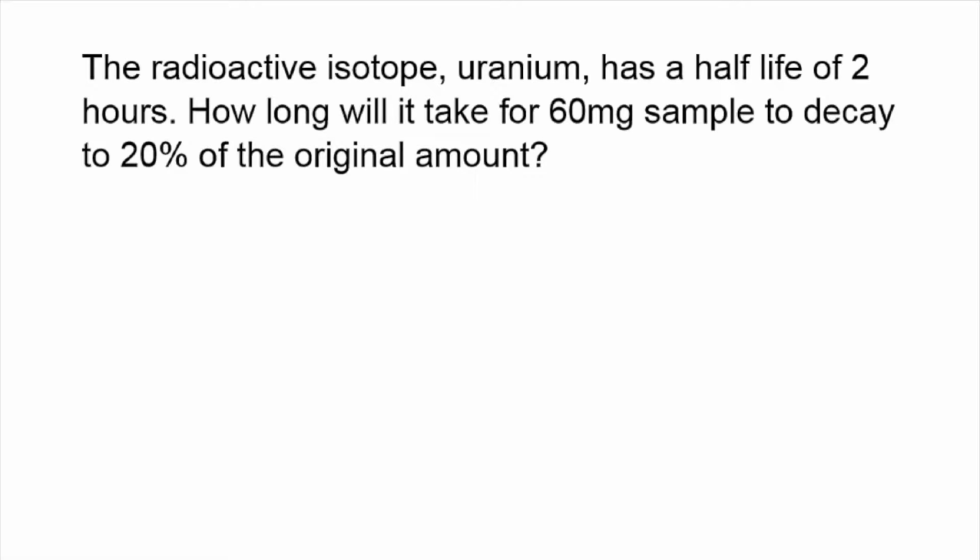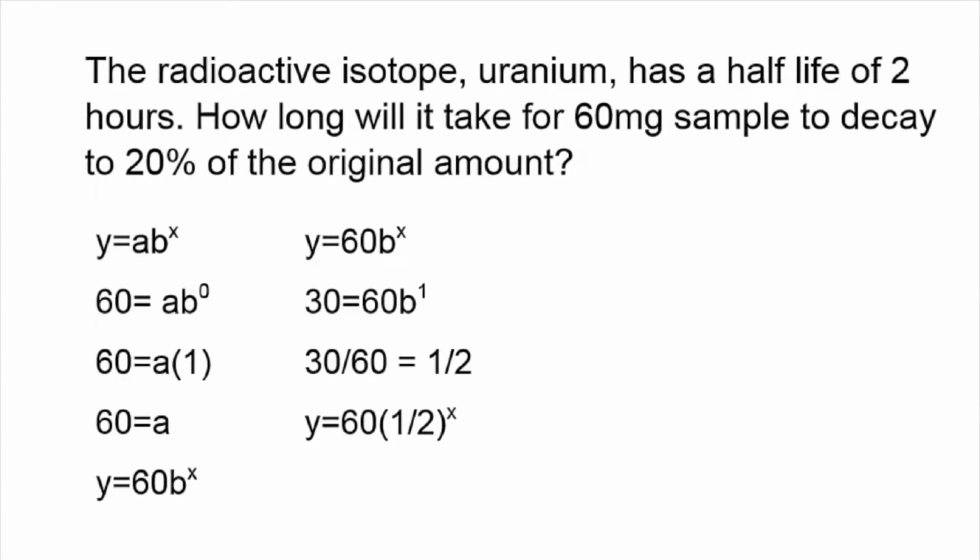The A value will be equal to the quantity of the original amount, so 60. This can also be seen if you set your exponent value x to 0 and solve for A. Since the exponent is 0, b is going to be 1, and so A is going to be 60. So your equation is y equals 60 times b to the power of x. To solve for b, you can put the amount that you have after one half-life, which would be 30, as y, and make the exponent x equal to 1, since this is after your first half-life, and solve for b.